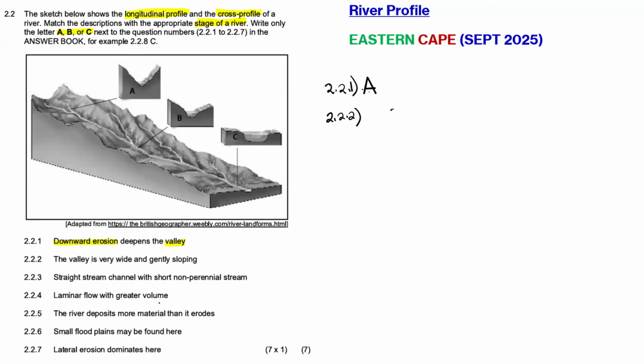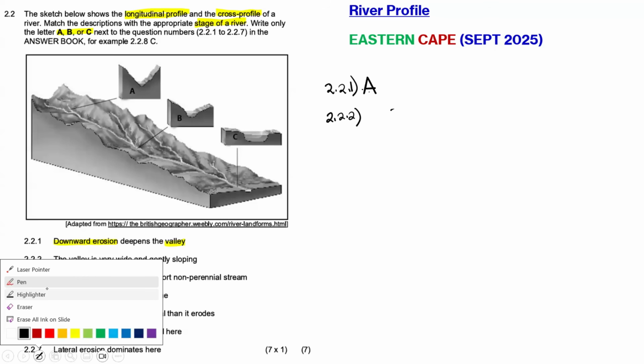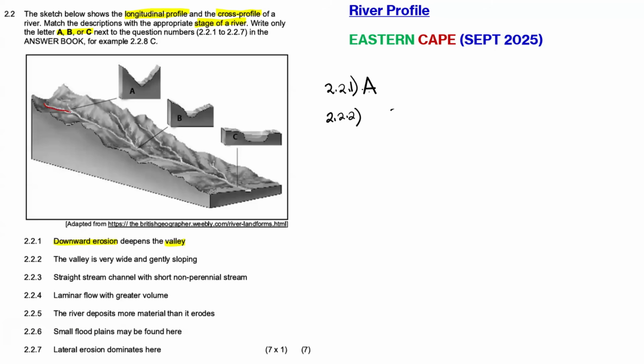Alright, exactly. So, guys, downward erosion deepens the valley. That happens at the upper course of a river. This downward erosion happens here at the upper course when the river has just begun. Here is a river and these tributaries here. So, at this point, we've got these valleys. This is the cross profile, right? Or the cross-section profile, the transverse profile. The valleys are deep and they look V-shaped. This is how they look from a side view. And then the valley is very wide and gently sloping. So we've got the term very wide.